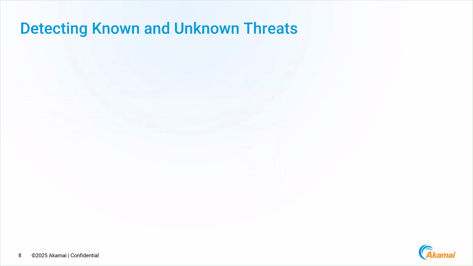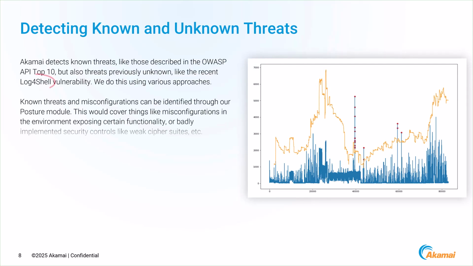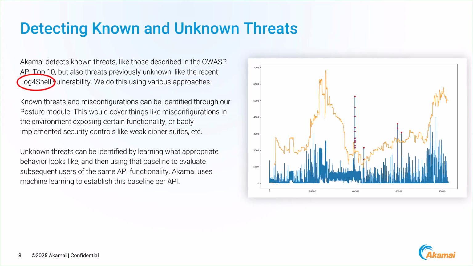Akamai detects known threats, like those described in the OWASP API Top 10, but also threats previously unknown, like the recent Log4Shell vulnerability. We do this using various approaches. Known threats and misconfigurations can be identified through our posture findings. This would cover things like misconfigurations in the environment exposing certain functionality, or badly implemented security controls like weak cipher suites, etc. Unknown threats can be identified by learning what appropriate behavior looks like, and then using that baseline to evaluate subsequent users of the same API functionality. Akamai uses machine learning to establish this baseline per API.